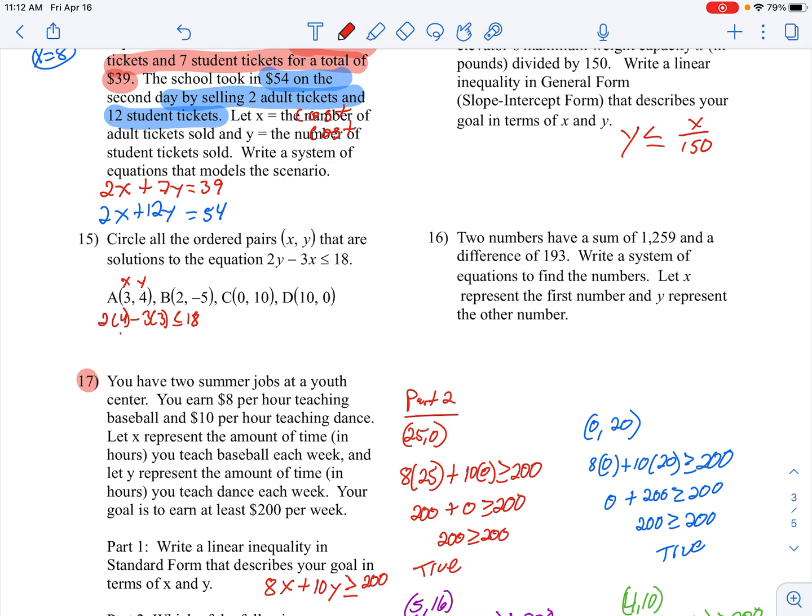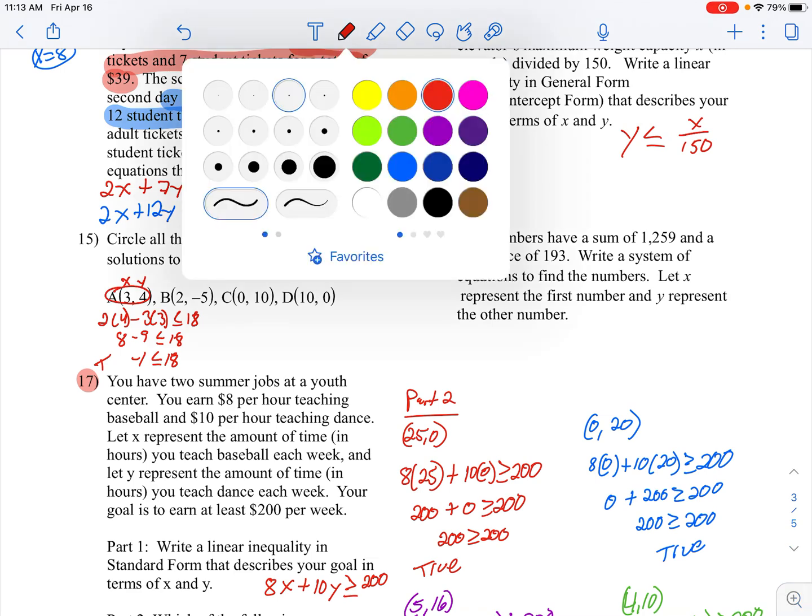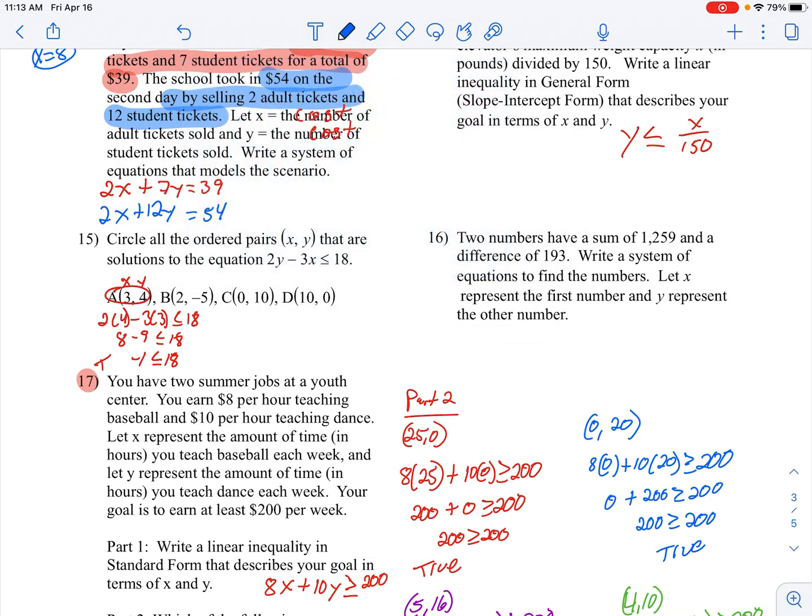Less than or equal to 18. 2 times 4 is 8. 8 minus 9 is -1. And then you have to ask yourself, is that true or false? -1 is less than 18. That is true. So A is a solution. We keep repeating that. B, I do the same thing.